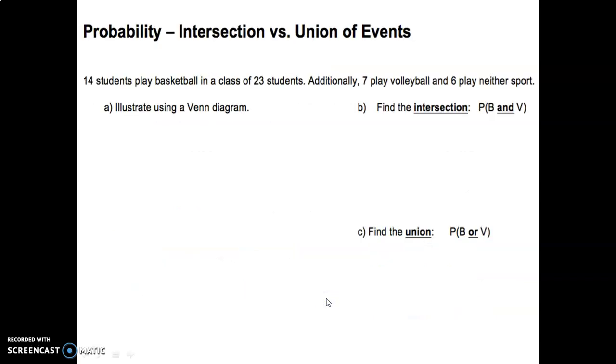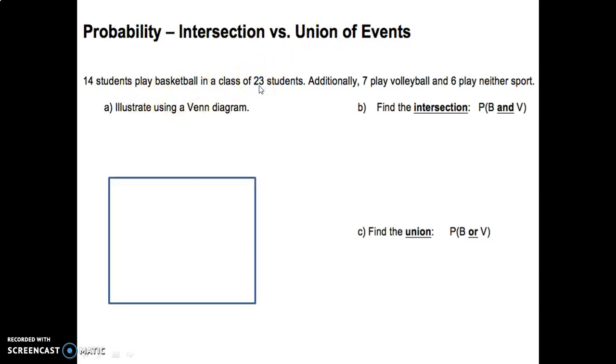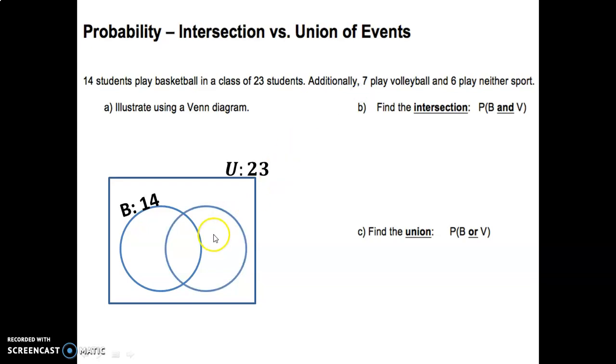Okay, moving on. Let's say we have these ideas of intersection and union that I want to talk to you about. So again, we have 23 students, 14 play basketball, and additionally 7 play volleyball. So here I'm going to make another circle, 7 play volleyball, and 6 play neither. Notice I put these 2 circles or sets to overlap because there might be students that play both basketball and volleyball, but we don't know yet. Let's check. So here's the Venn diagram for that.